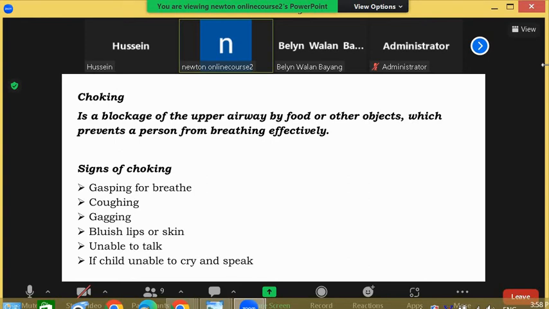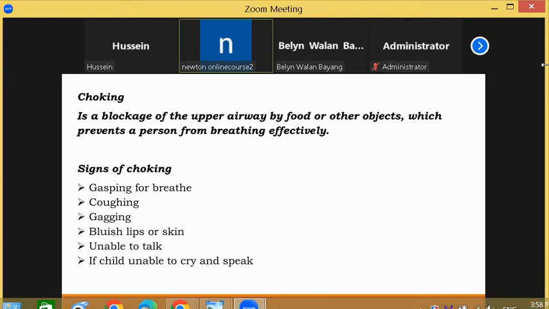Something goes inside the patient's mouth or the respiratory tube. That is called choking. The patient cannot take a proper breath.